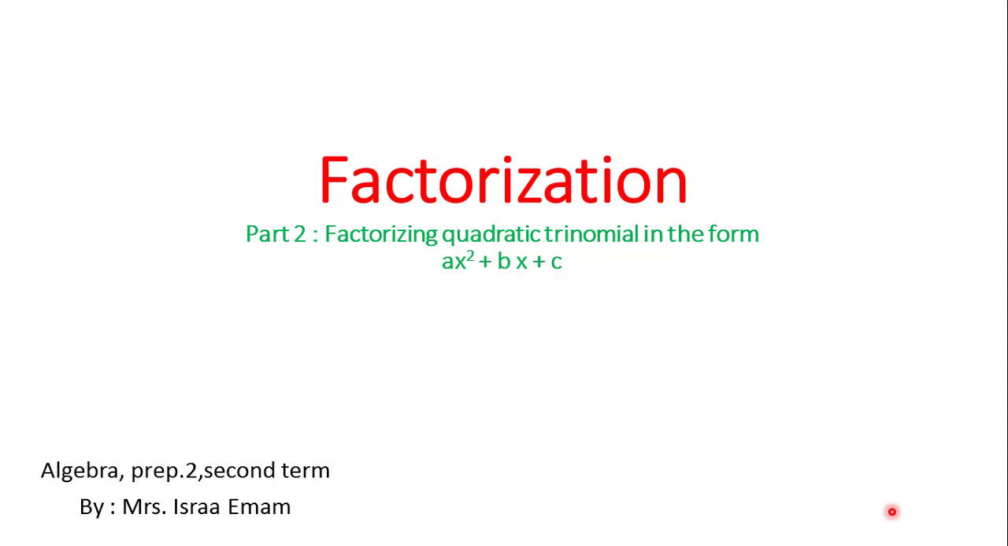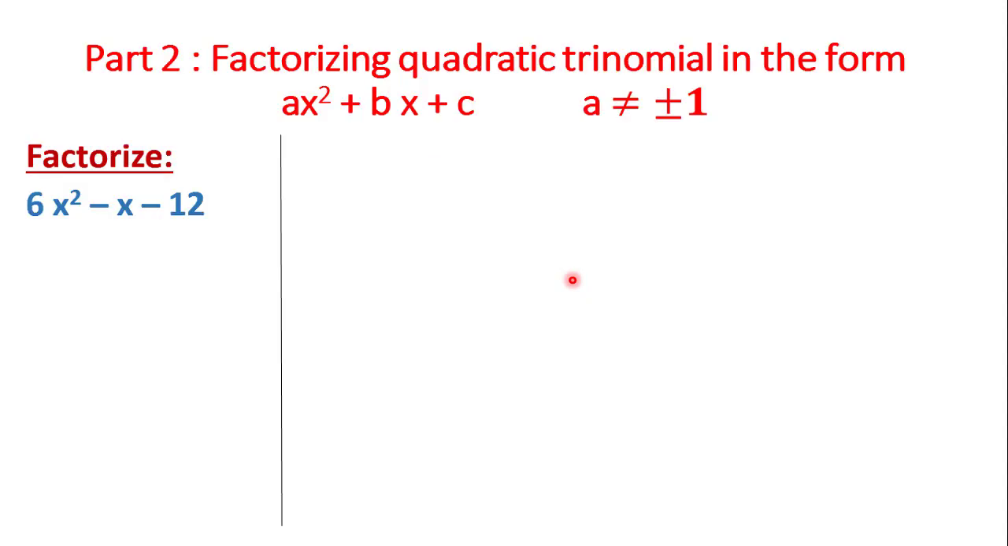Let's continue factorization. Today, we will learn how to factorize a quadratic trinomial in the form of ax² + bx + c. The difference between this lesson and the last lesson is that here a doesn't equal positive or negative 1. For example, here we have a trinomial 6x² − x − 12.